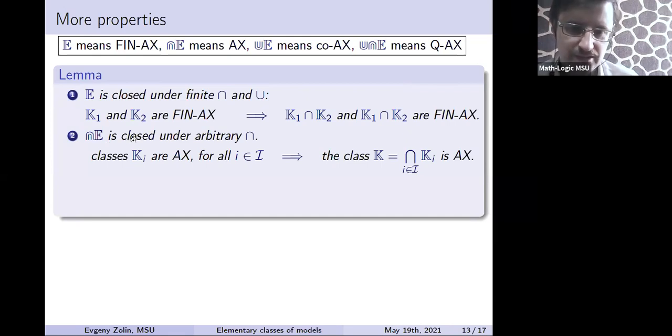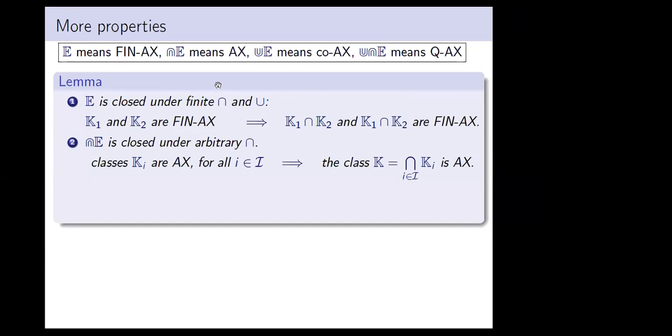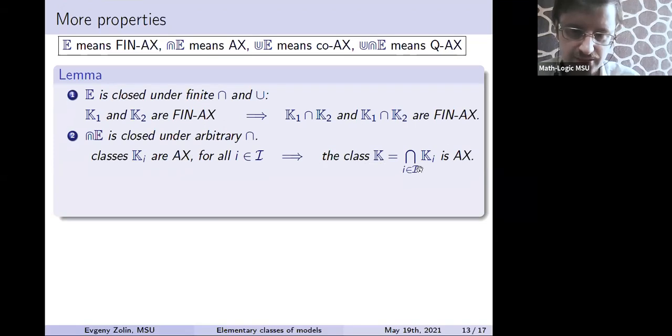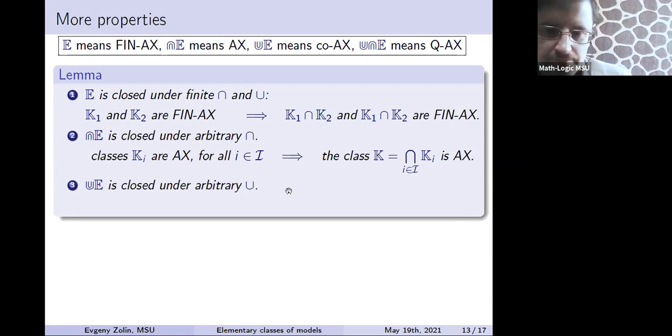Axiomatizable classes, not finitely axiomatizable classes, are closed, of course, under any intersection. We already mentioned this on the previous slides. So if we have many classes that are axiomatizable, then the intersection is axiomatizable. For co-axiomatizable classes, a similar statement holds, of course, but not for intersection, for union, because they are unions of finitely axiomatizable classes, so they are closed under unions, any unions.